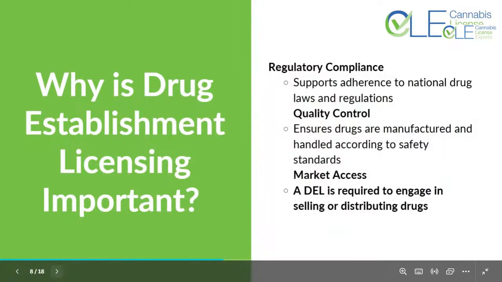So why is it important? Like everything else we do, it's all about quality. So you want to support adherence to your national drug laws and regulations pertaining to quality control. It ensures that drugs are manufactured and handled according to safety standards, and it provides increased market access, which is probably one of the largest ones that we are all seeking. So DEL is required to engage in selling or distributing drugs, particularly internationally.